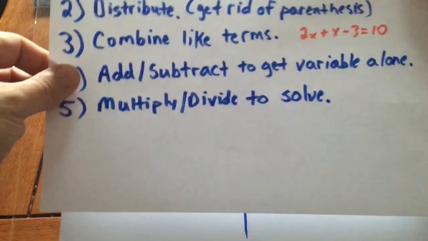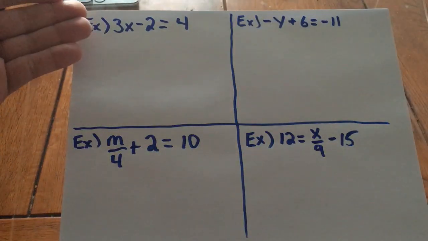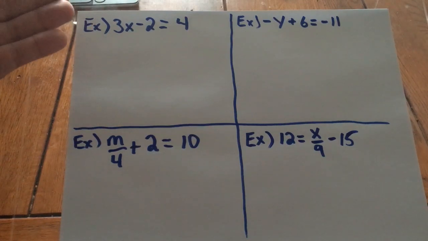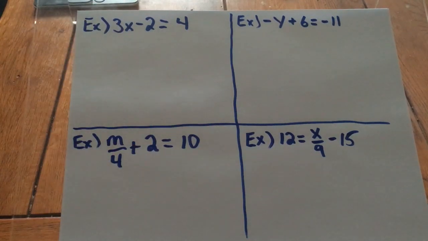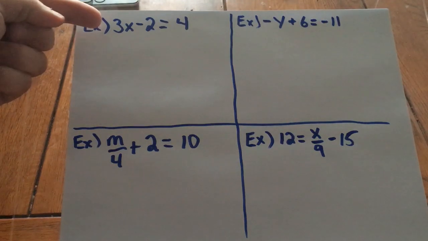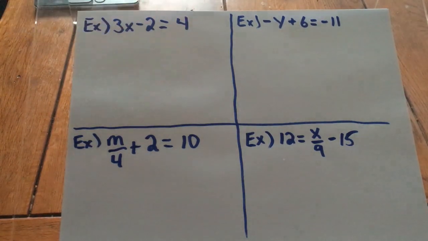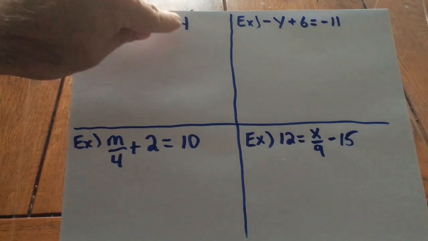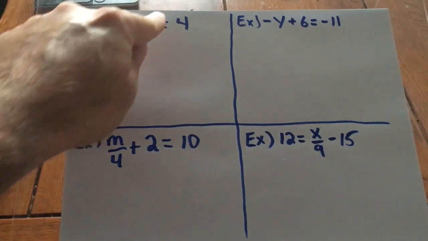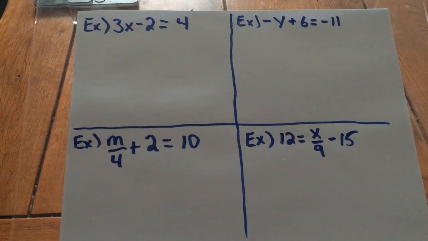Okay, coming back, the second step is to distribute. Get rid of parentheses. If you look at this equation, there are no parentheses in the equation, so we can dismiss that step as well. Third step is to combine like terms. So if we're looking at this one, we have 3x, we have negative 2, and then on the other side we have 4. So there are no like terms here to combine. You can say that negative 2 and 4 are like terms, but they're on opposite sides of the equal sign, so we can't combine them just yet.